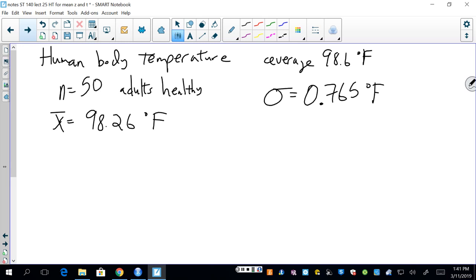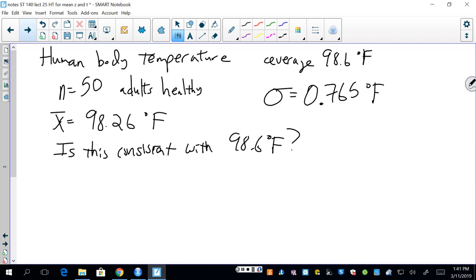Is this consistent with the general notion that it's 98.6? Another way of saying that is, is this result significantly different from 98.6? Is it consistent with it? Is it significantly different from it?